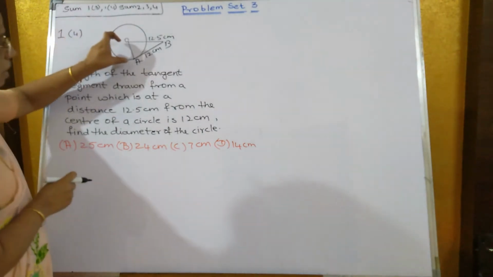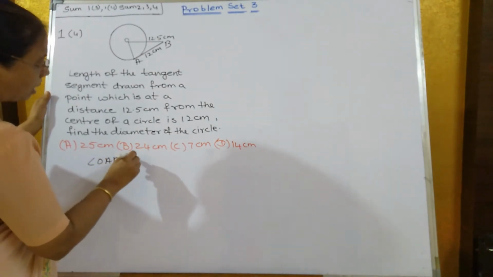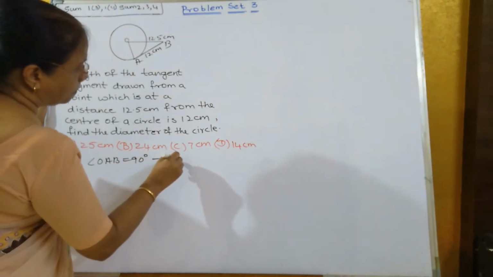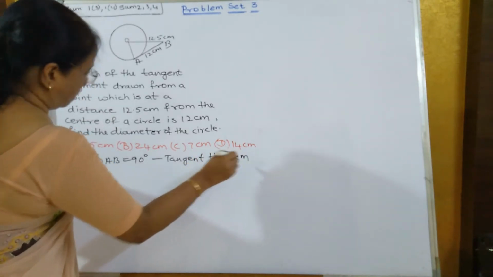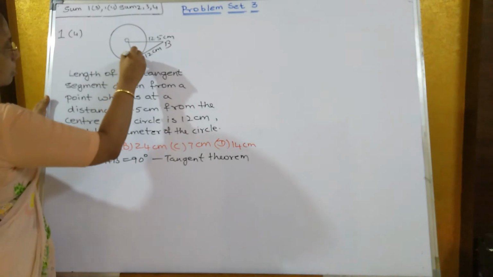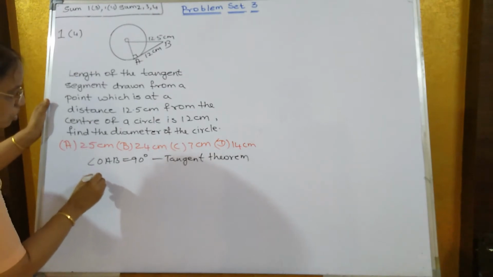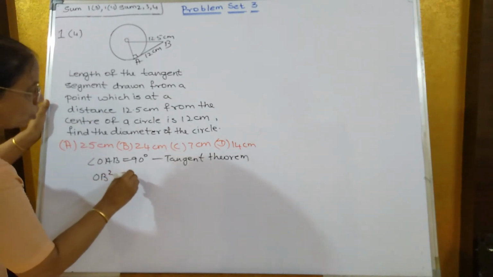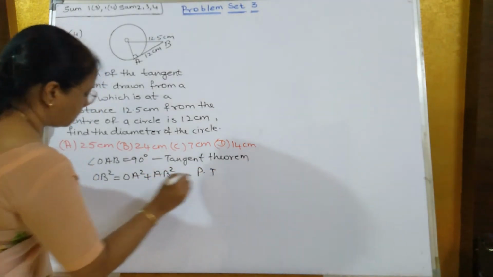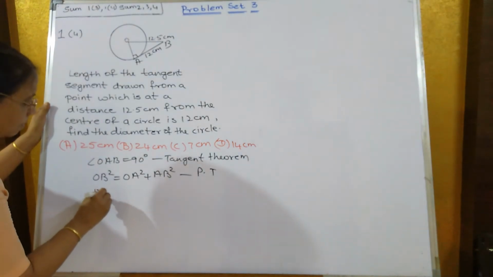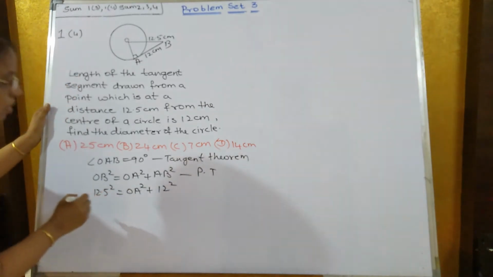So first we'll find the radius. Now we know that angle OAB is equal to 90 degrees by the tangent theorem. Therefore, by Pythagoras theorem, if this is 90 degrees, OB is the hypotenuse. So OB square is equal to OA square plus AB square. Now OB is 12.5, so 12.5 square is equal to OA square plus AB square, and AB is 12. Now 12.5 the whole square.